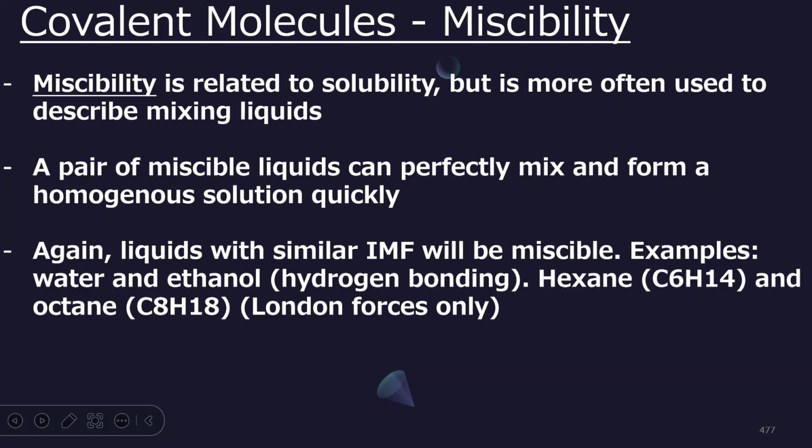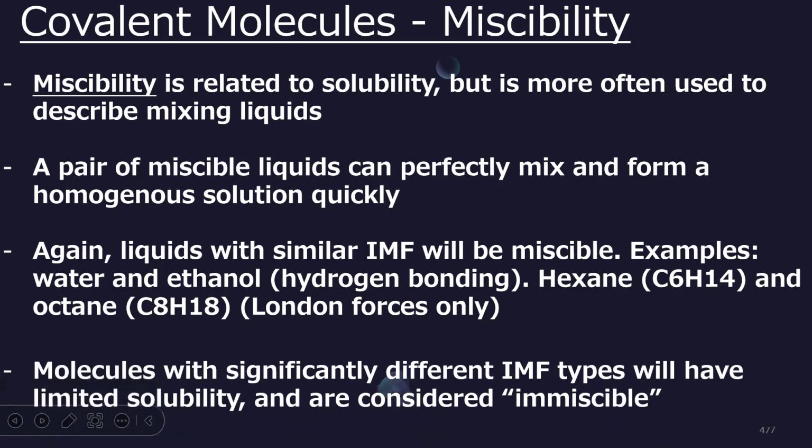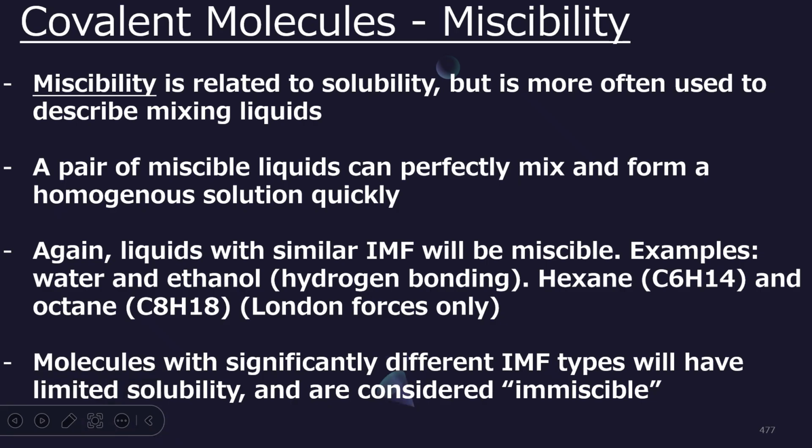Hexane and octane, they're just a bunch of London forces trying to mix together, so they will mix well. They don't have dipole-dipole or hydrogen bonding or anything. Now, molecules with significantly different intermolecular force types will have limited solubility and are considered immiscible, basically if they form layers and they don't form homogeneous solutions.